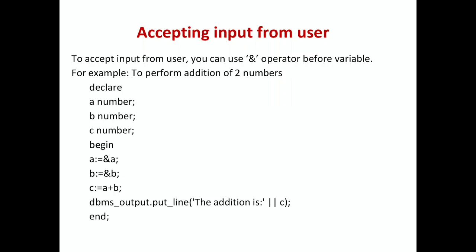Now we will see another concept, how to accept input from the user. To accept input from the user, we have to use ampersand. We can say that this ampersand is the same as scanf from the C language. For example, suppose we take a program to perform the addition of two numbers. For addition of two numbers, we require two variables, and for storing the result, we require a third variable. So there is a need for three variables.